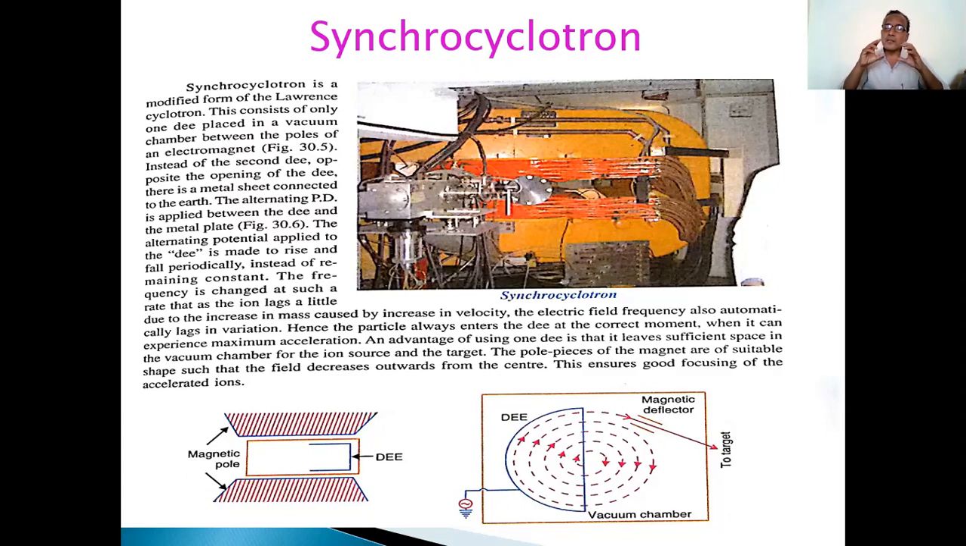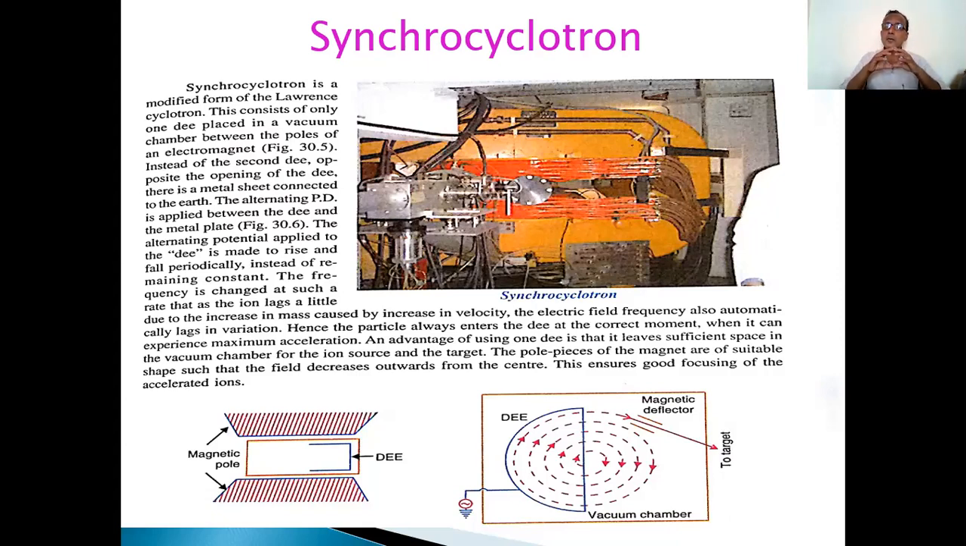The basic advantage of using one D instead of two Ds, as in the cyclotron, is that it leaves sufficient space in the vacuum chamber for the ion source and the target. The pole pieces of the magnet are suitably shaped so that the field decreases outward from the center, and this ensures the good focusing of the accelerated ions that we require, and that drawback of the cyclotron is removed.